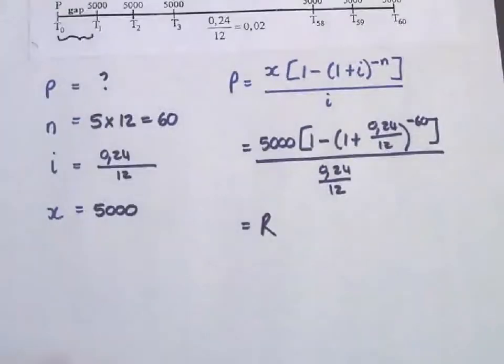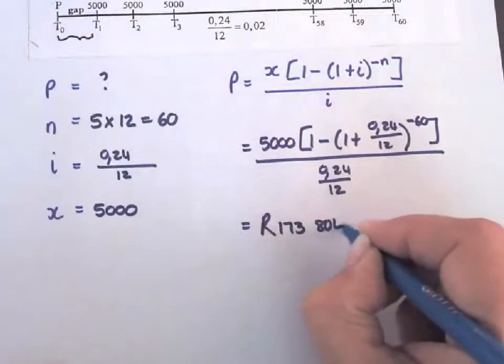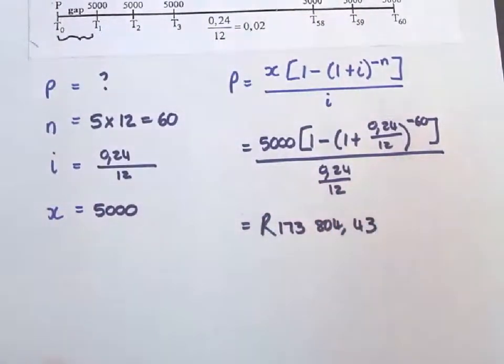And if you calculate that, you get 173,804,43. Any questions? Everybody with me for today's lesson? Okay, it's not that difficult.